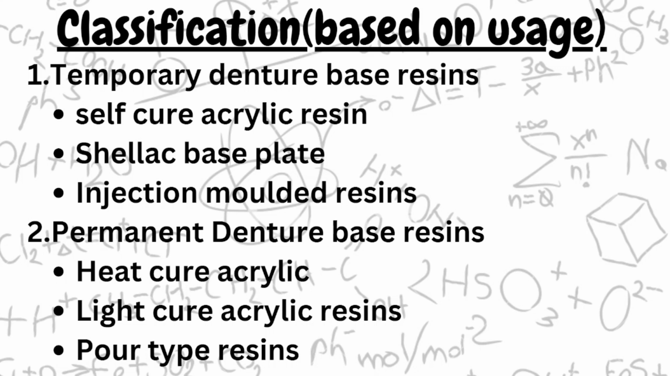Temporary resins include resin that we have mostly used in our labs for making our base plates, that is denture-based, before processing the denture. Shellac-based plates that are used for making base plates, similarly the self-cure resins, and injection molded resins. These are recent advancements. Permanent denture based resins include heat cure acrylic resin, light cure acrylic resin, and recent advancement as pour type resins.